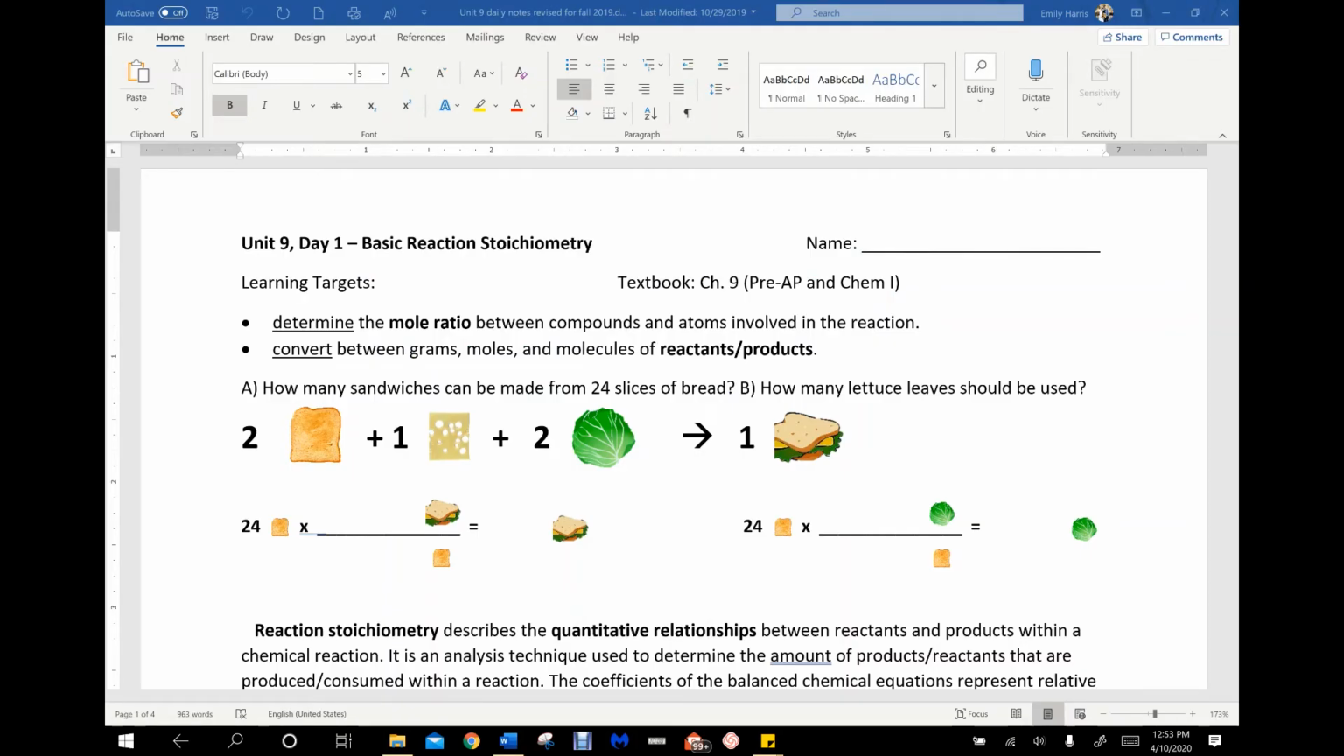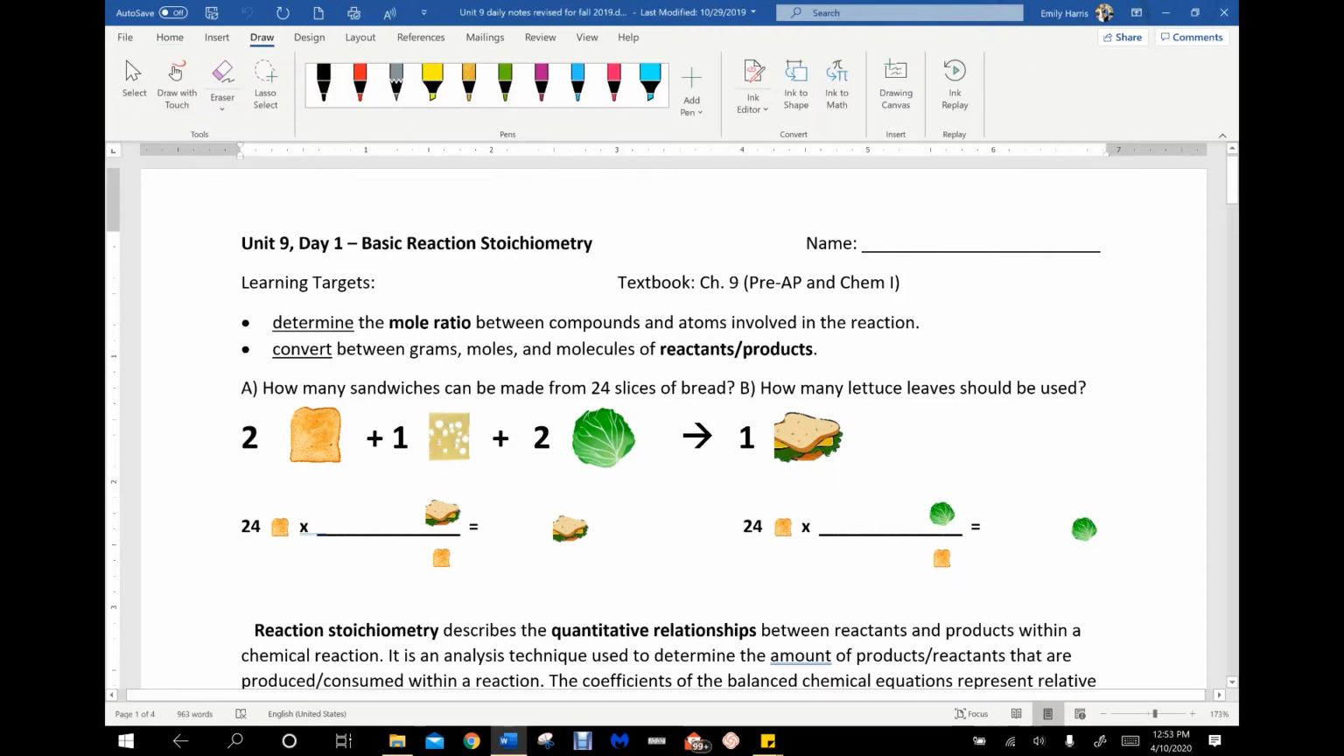Welcome to the very first day of a brand new unit, Unit 9. The title of this unit is kind of a big word, but it's called Reaction Stoichiometry. So that's one of the words in the title here, stoichiometry. It's a big word, but kind of a really simple concept.